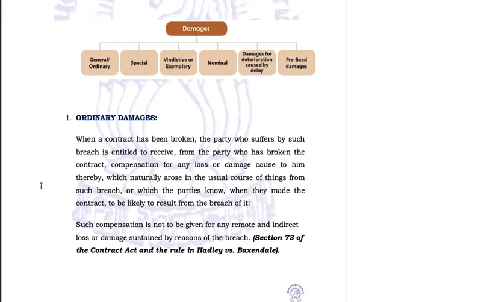Ordinary damage. When a contract has been broken, the party who suffers by such breach is entitled to receive from the party who has broken the contract compensation for any loss or damage caused to him thereby, which naturally arose in the usual course of things from such breach, or which the parties knew when they made the contract to be likely the result of such breach. Such compensation is not to be given for any remote and indirect loss or damage sustained by reason of the breach, law laid down in Hadley versus Baxendale.